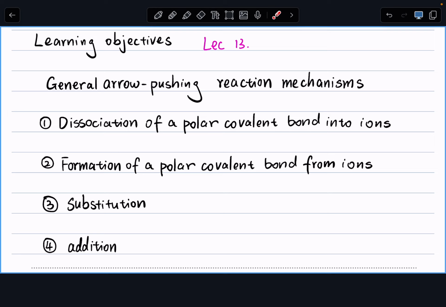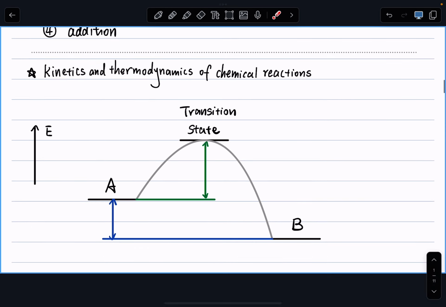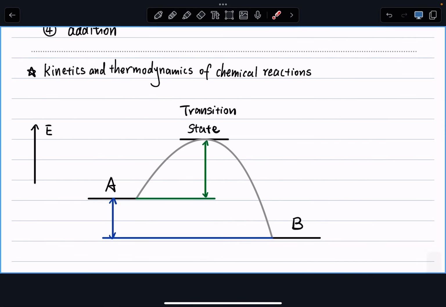That's the first goal. Second goal, we'll review the kinetics and thermodynamics of chemical reactions on these potential energy diagrams. And also, before we jump into arrow pushing, I'm going to do a quick review of all the reactive intermediates we sort of mentioned, but never dove into in a standard lecture note. So let's get started. First things first, kinetics and thermodynamics of chemical reactions.